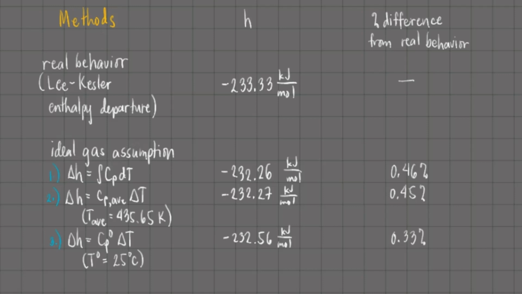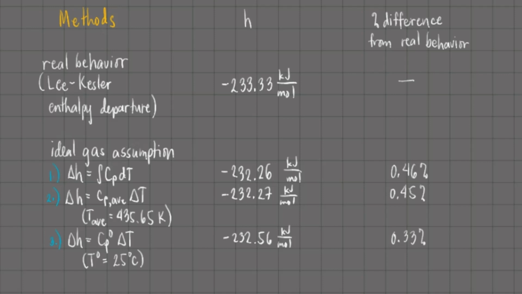Here we have a table comparing our obtained absolute enthalpy value using the Lee-Kessler enthalpy departure charts with those obtained from the ideal gas assumption. Under the ideal gas assumption, I'm showing here 3 different methods. Method 1 is what we performed in this example to determine the contribution of the ideal gas enthalpy change to the overall enthalpy change. For method number 1, we have negative 232.26 kilojoules per mole, which is only 0.46% away from our real gas behavior enthalpy.